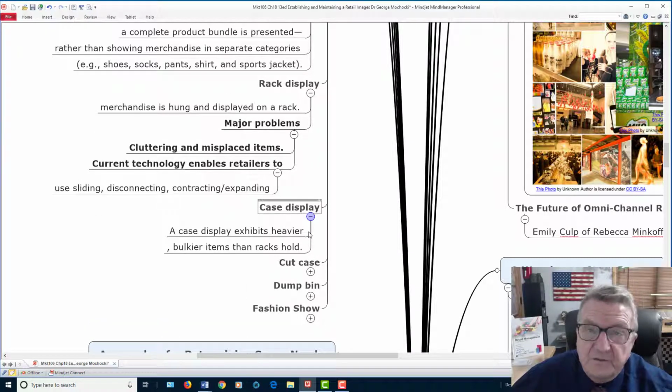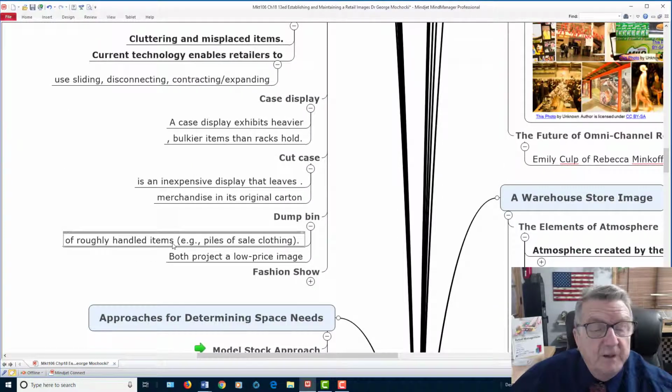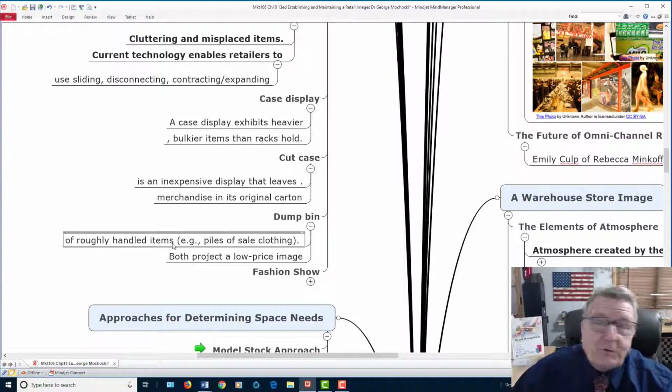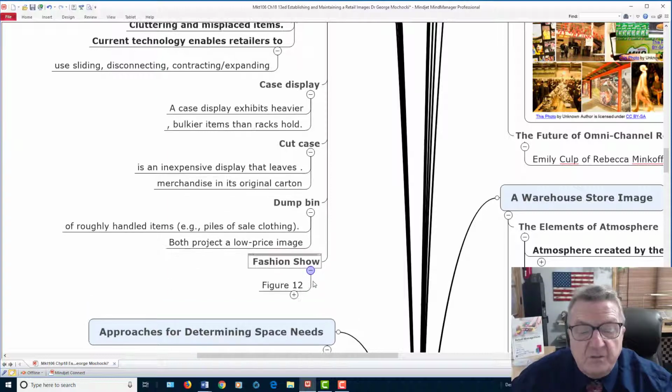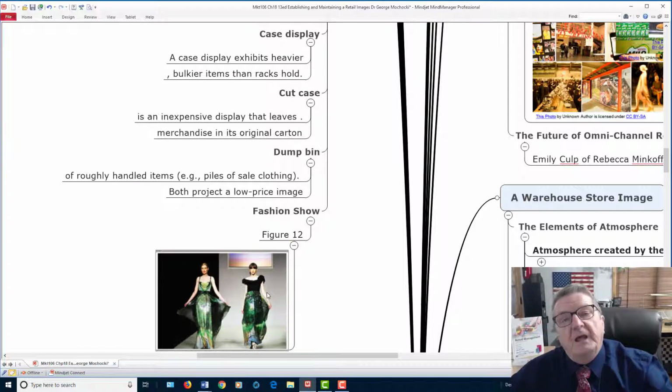Case displays, you got your watches, everything else behind the case, a little bit more security, cut case, and an expensive display that leaves merchandise in original carton, and then dump bin. It's Walmart, you got all kind of old videos or DVDs, just throw it in there. You can find it, $2 each. You got to search. You could find some good ones, but they just dump it. It gives you, for those people who like to be a shopper, kind of like a wholesale, it's an adventure. I found something in here. And then you have fashion show. Fashion shows are expensive, but basically you get to see the fashion, and people come in there, and if they advertise everything else, you can see how it fits on an individual.